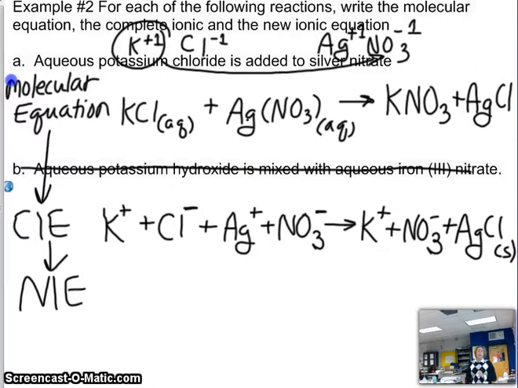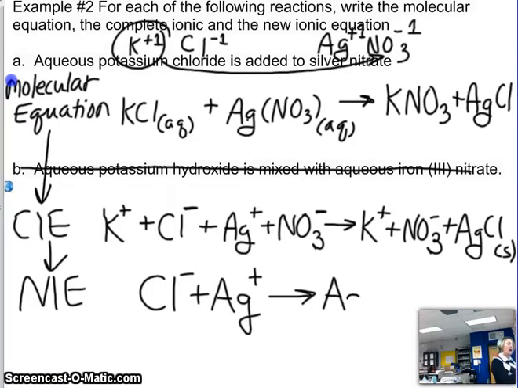Now we go from the complete ionic equation to the net ionic equation, where we take out the spectators. Who looks the same before and after the equation? And what you probably notice is it's K plus and NO3 minus. So really who's participating in this reaction and who's changing is that the chloride ions and silver ions are combining to make a solid. Those ions are being removed out of solution and they're making a precipitate. And silver chloride is a white precipitate. That would be your net ionic equation.